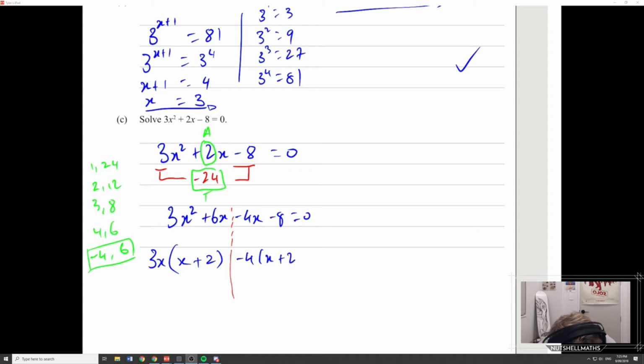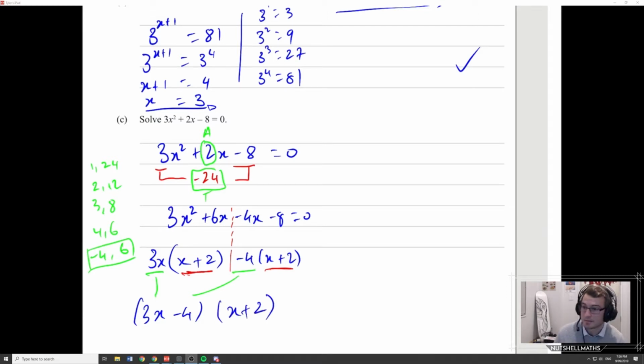X plus 2. And we need to make sure that this bracket and this bracket are the same. They have to be the same. If they are not the same, you need to make sure they're the same, or you've made a mistake. Now, to finish up, we grab this piece and this piece and make a set of brackets. 3x minus 4. And then, because we've got the double x plus 2, we don't need to worry about it, we just put it there.